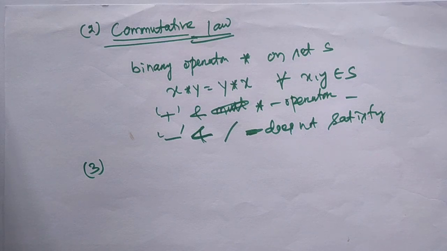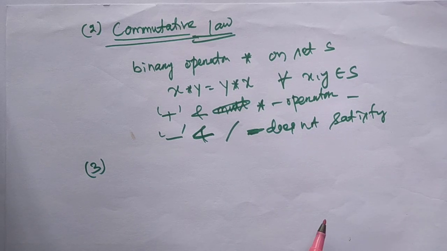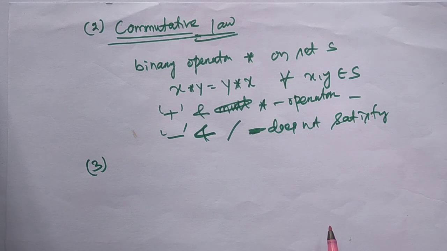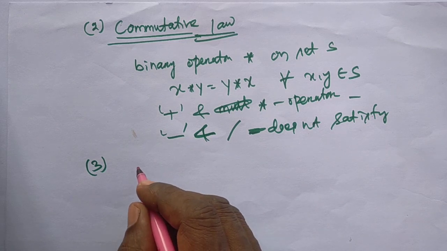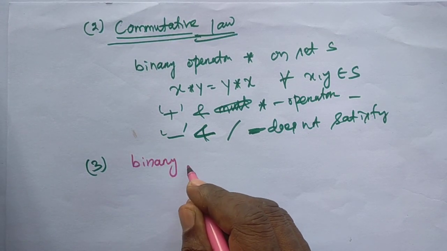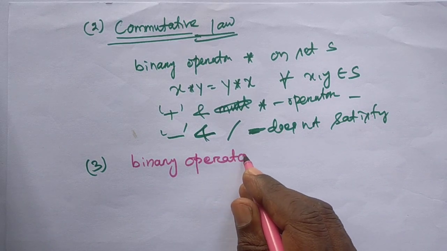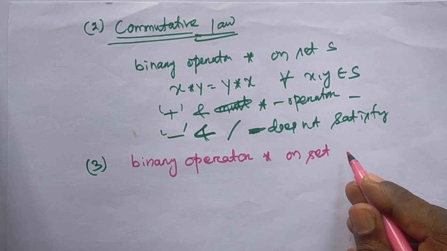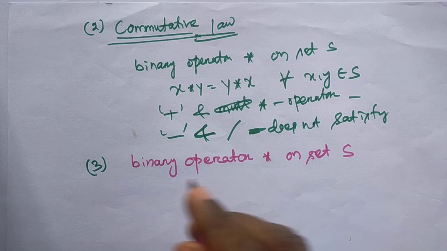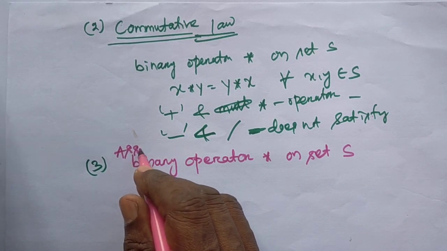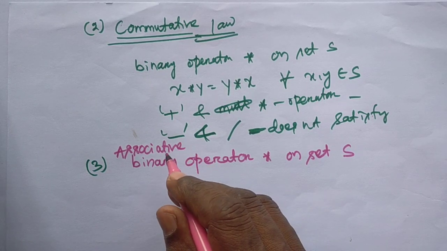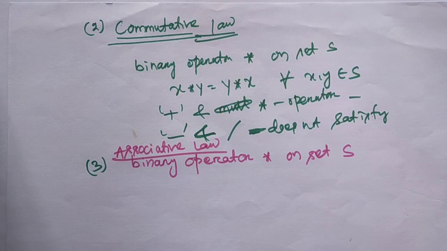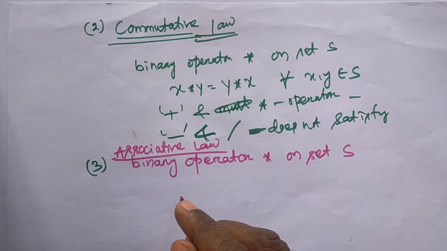Next, similarly we can discuss associative. Associative means the grouping of certain elements of a particular set. A binary operator star on a set S is said to satisfy the associative law.